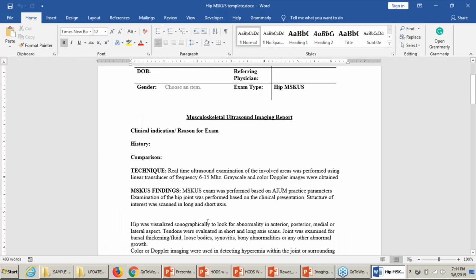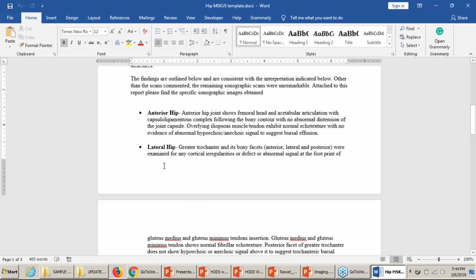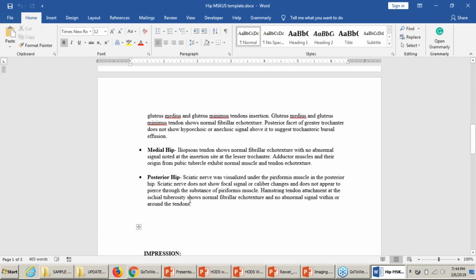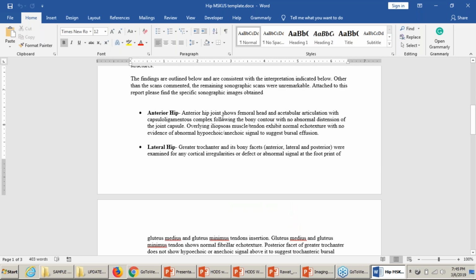Okay, so again, first page, similar. Hip I have divided into anterior, lateral, medial, and posterior. If you do not scan everything, then you have to change the findings to match with what type of study you did. On the anterior aspect, we have hip joint. You're looking at the articulation, capsule ligamentous complex, looking for any fluid distension of the capsule or any fluid outside the capsule, which can be bursal effusion.